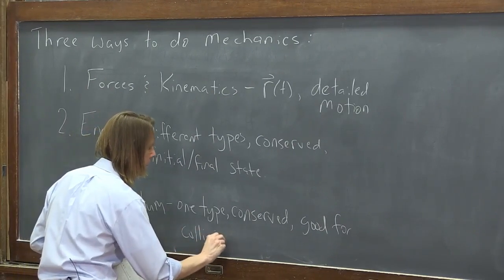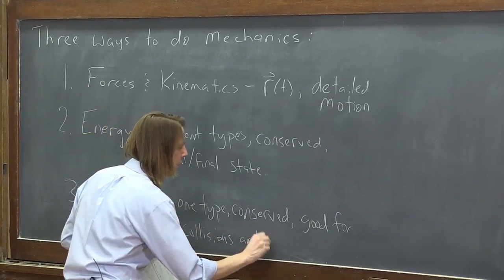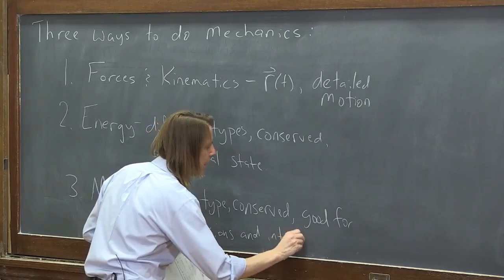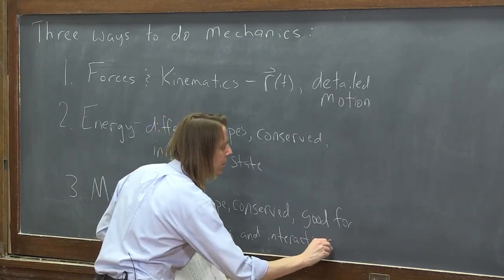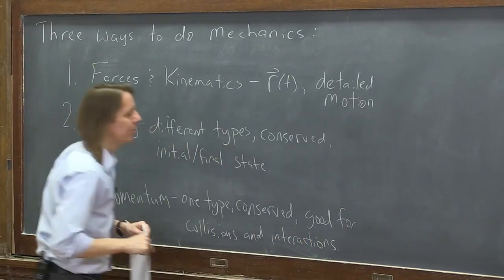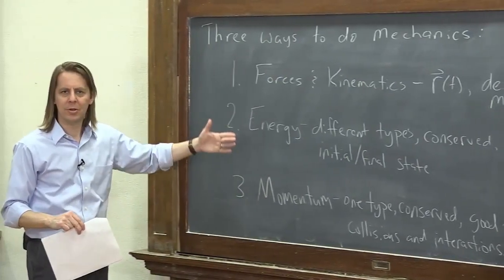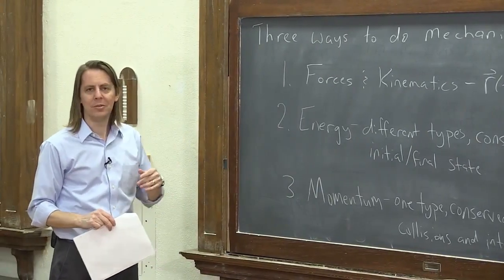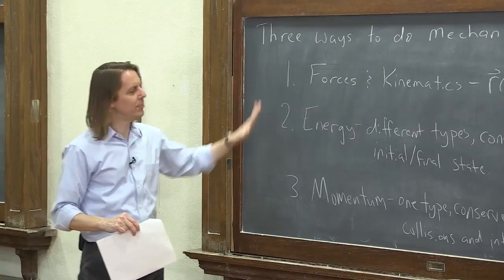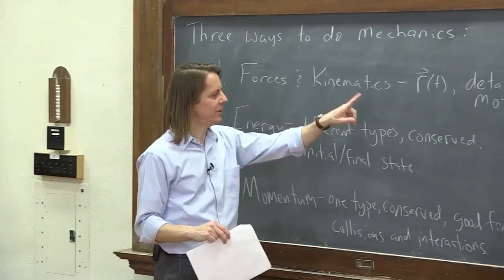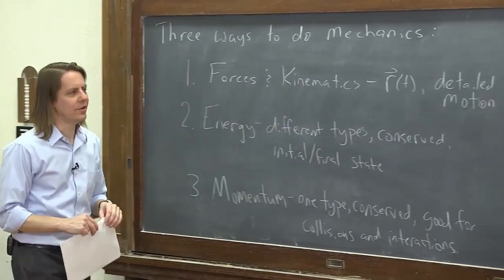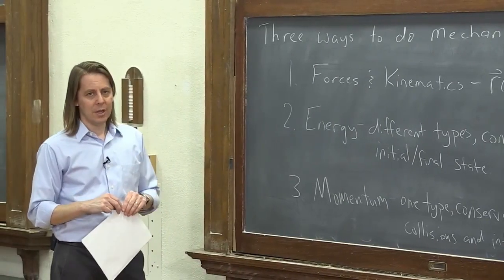Collisions and interactions. Now, to be clear, you could solve any mechanics problem with any one of these three methods, or some combination of these three methods. It's just that different methods lend themselves to different kinds of problems: detailed motion, initial and final states, collisions and interactions. So you'll see that as we go.